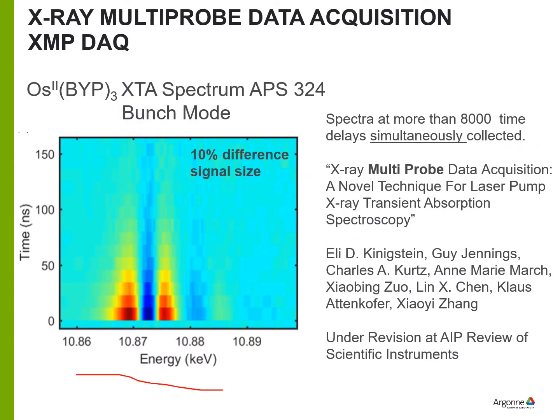This figure contains osmium L-edge XTA data obtained by exciting an osmium photosensitizer molecule and acquiring the data with the X-ray multiprobe technique. Each point on this data surface represents the change in absorption at a particular energy at a given time delay from the laser. And the instrumentation for X-ray multiprobe is described in detail in my forthcoming publication.